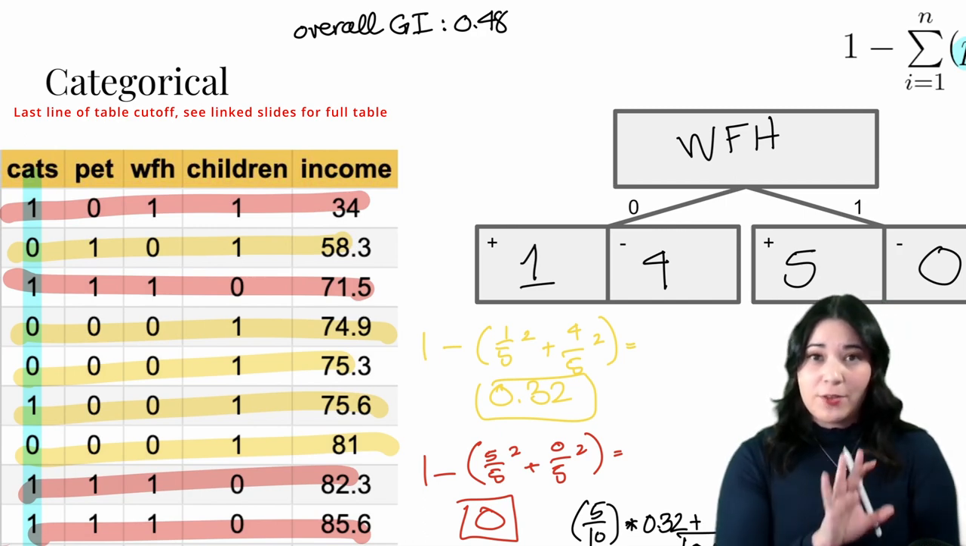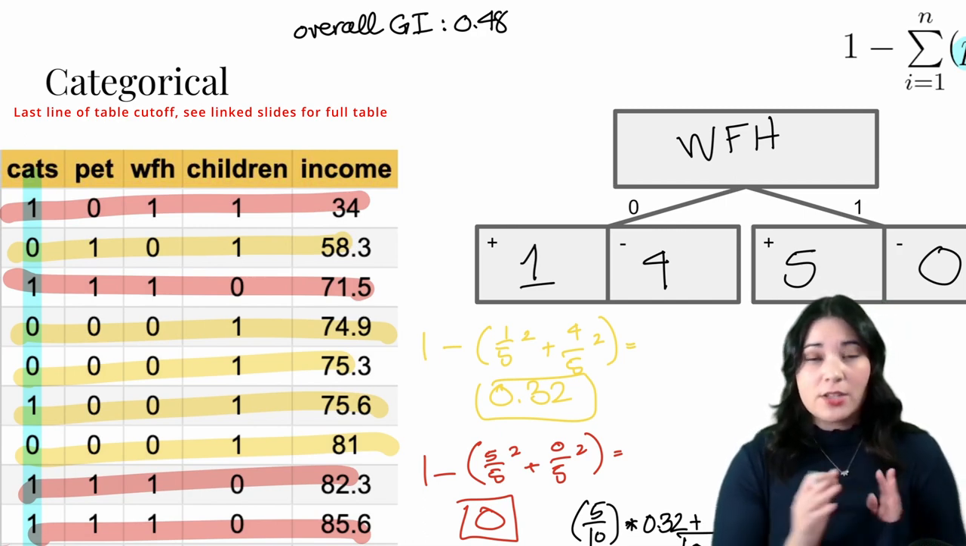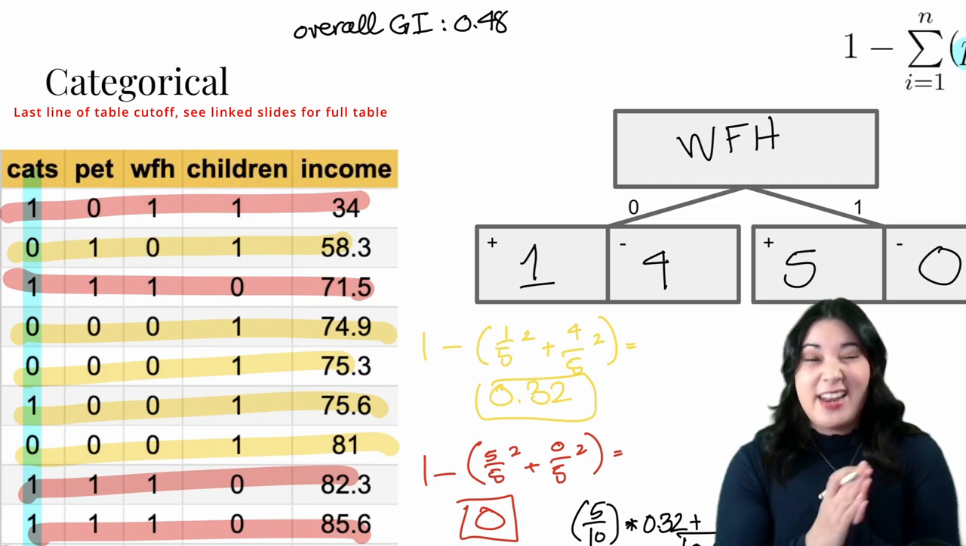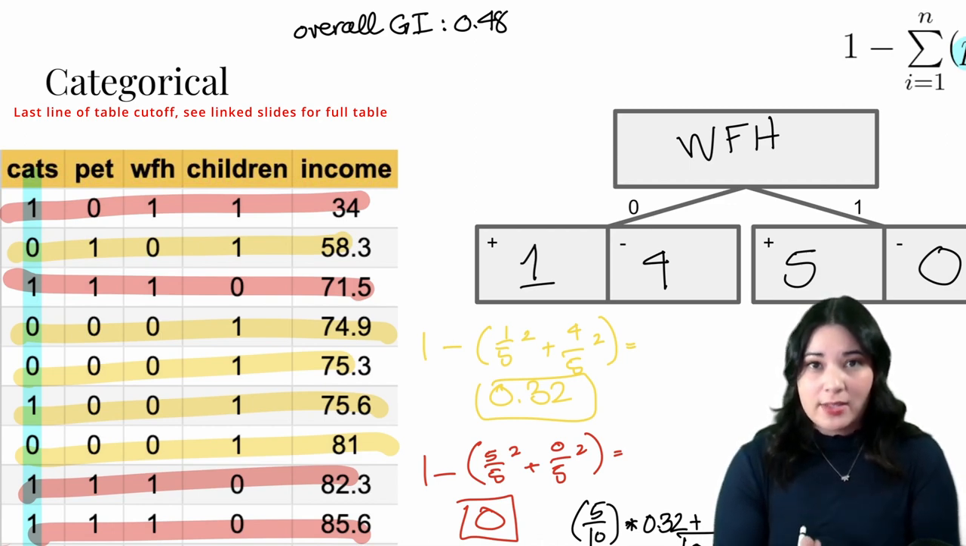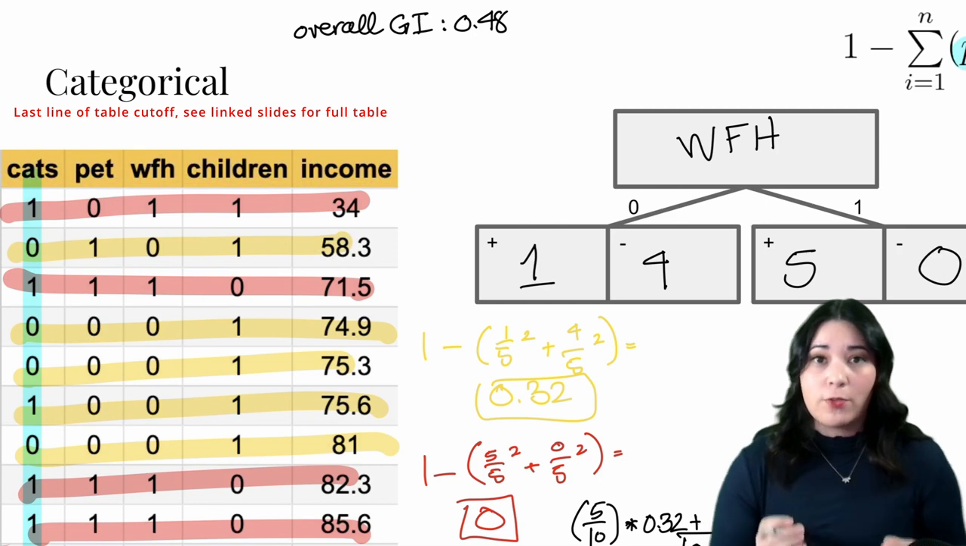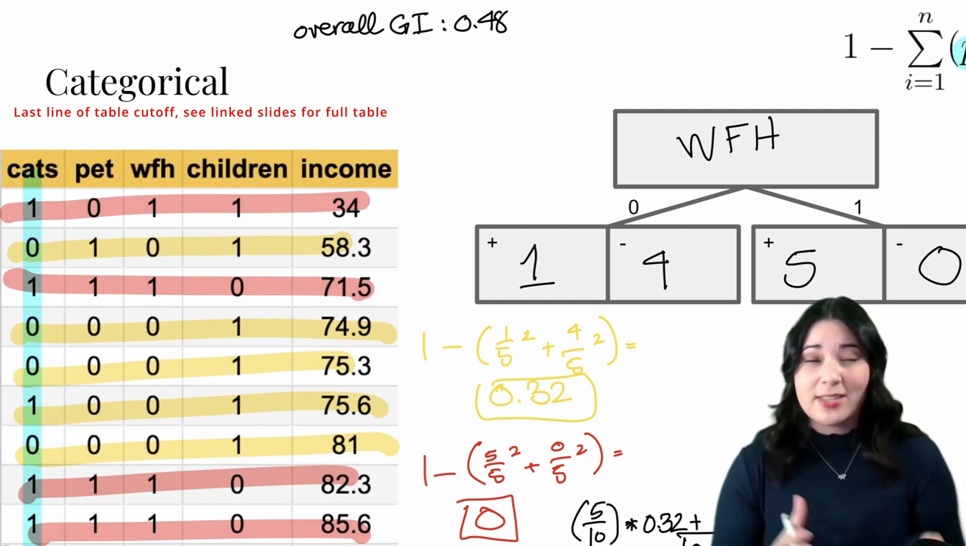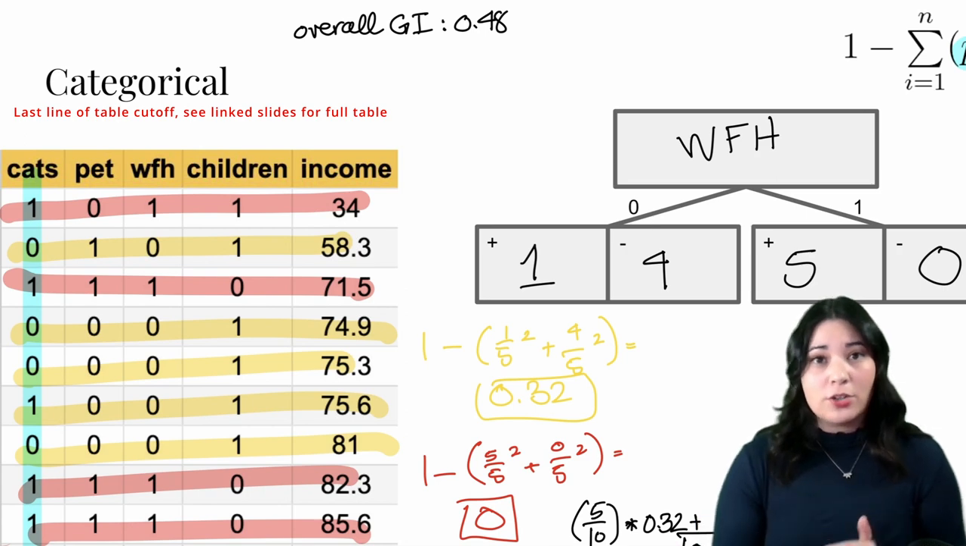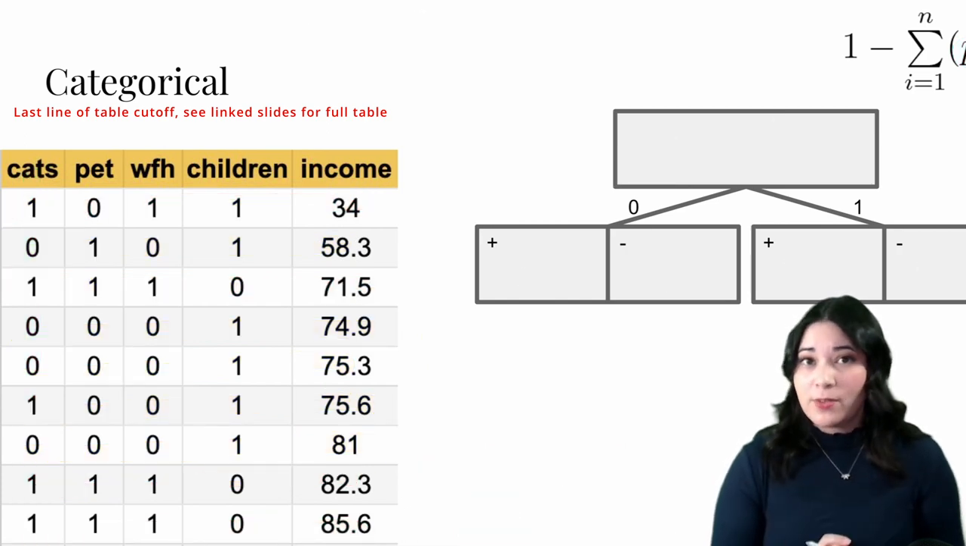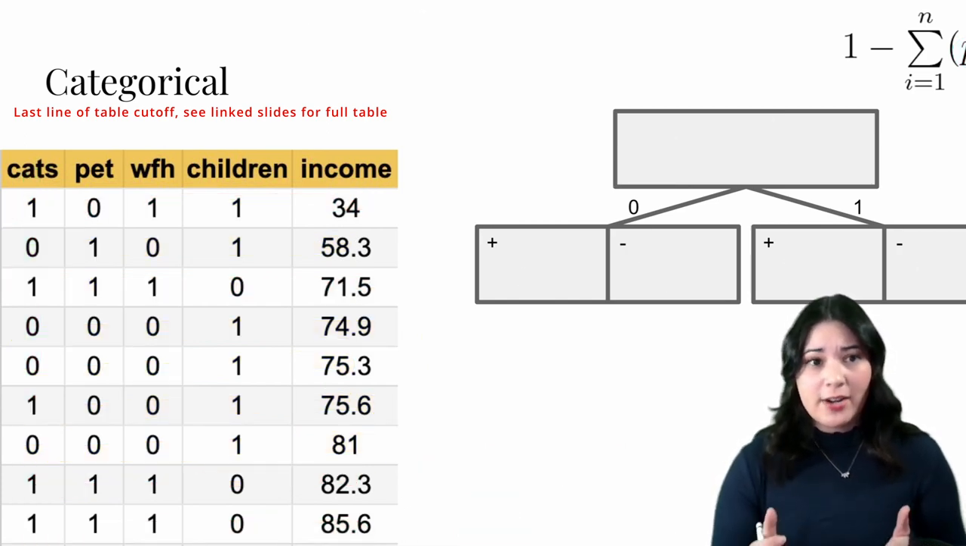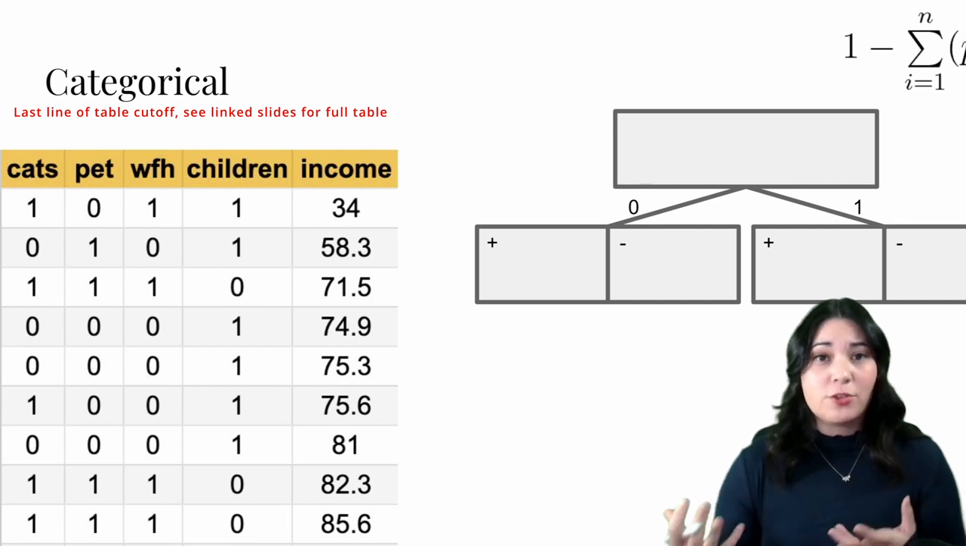Since our Gini impurity for the data set before we split started out at 0.8 and now it's at 0.16, we can see that splitting on work from home allows us to make better predictions about who does and does not own a cat. The lower our Gini impurity, the bigger the improvement in our ability to make those predictions. But work from home is not the only variable we could split on. Let's try another one, like whether or not people have children in the home.